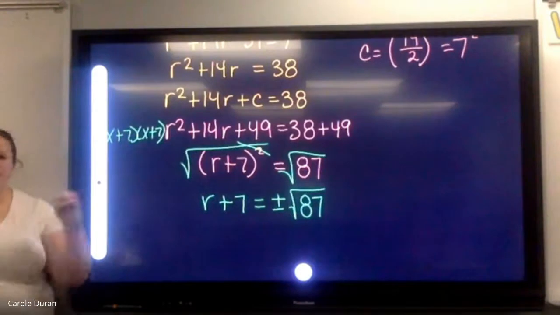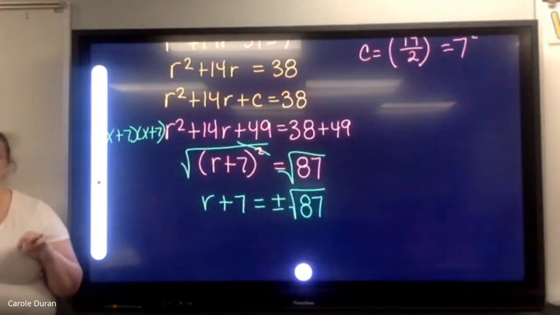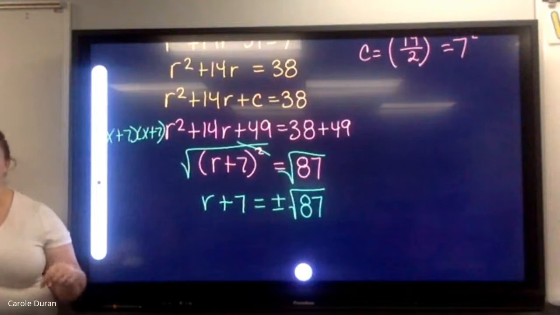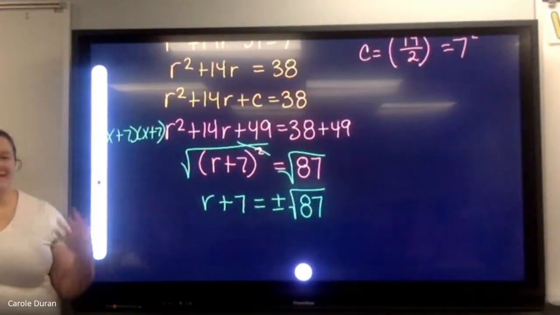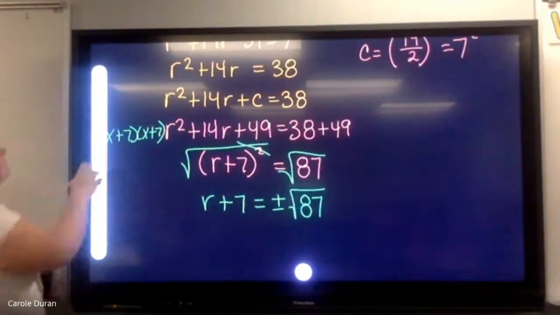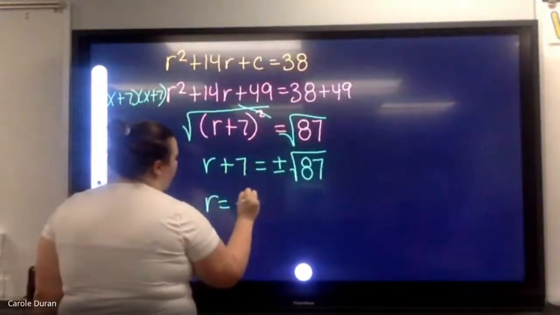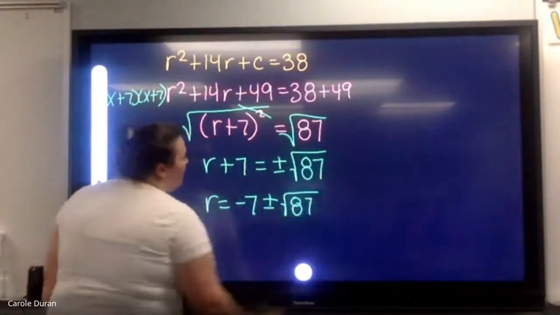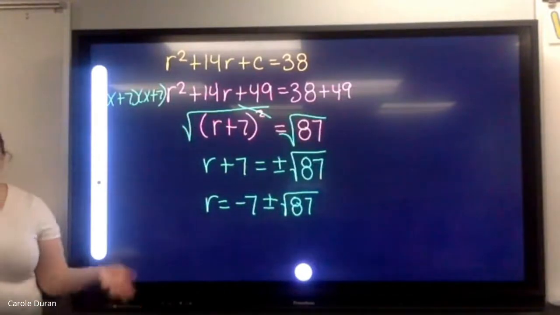Now I need to reduce 87. Can I take a perfect square out of 87? No. So it does not reduce and it will stay the square root of 87. That doesn't mean that I'm done here though. I still have to get my variable by itself. So I still have to subtract 7 over to the right hand side. And I get negative 7 plus or minus the square root of 87. I can't reduce that, so that is my answer.